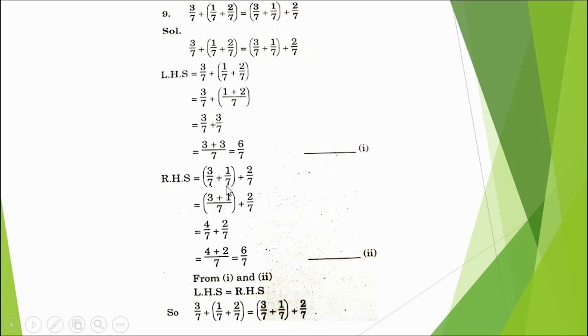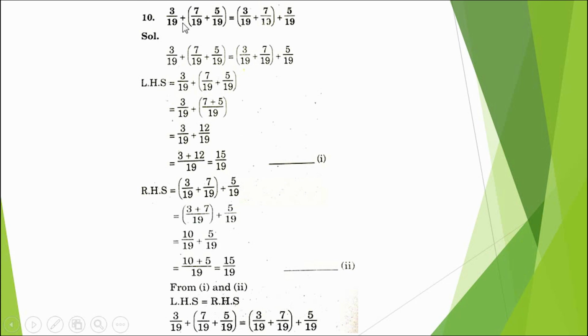Now right hand side: 3 over 7 plus 1 over 7, round bracket, plus 2 over 7. Now the denominators are the same, 7, we write one time. 3 plus 1, the answer will be 4, and 7 comes as it is. Plus 2 over 7. Now the denominator is 7, we write one time and 4 plus 2 comes as it is. When we add 4 and 2 it is equal to 6 and the denominator 7 comes as it is. Now left hand side is equal to right hand side because 6 over 7 equals 6 over 7.